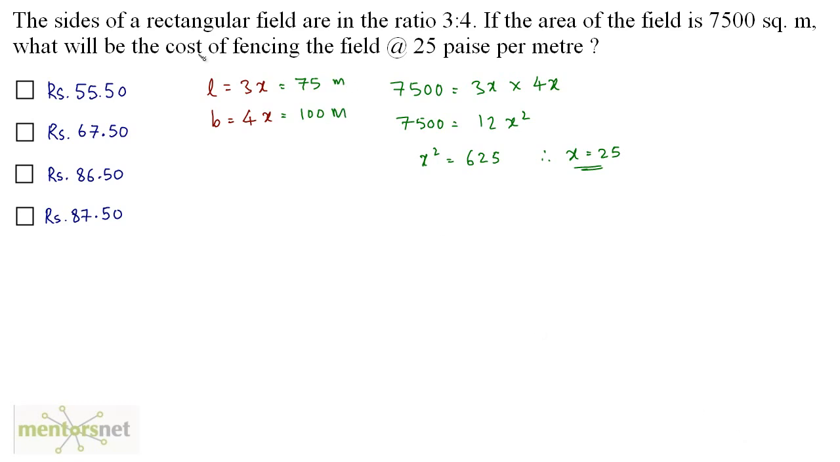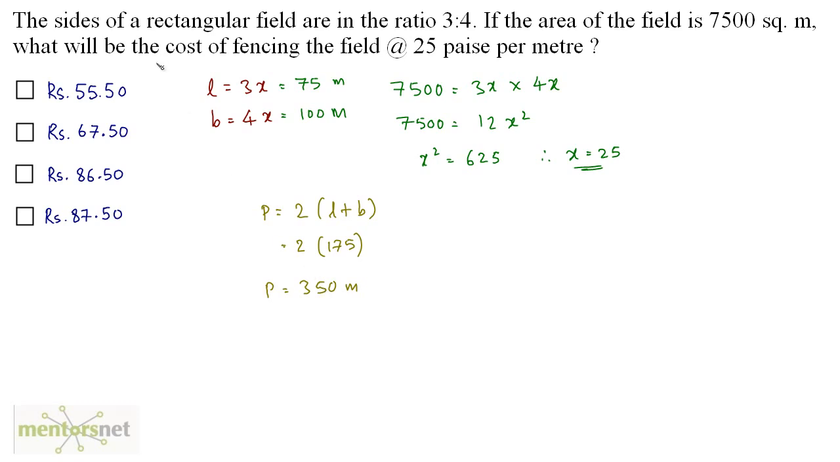Now we have been asked what is the cost of fencing. So for that we'll need to find out the length of fencing, and that would be the perimeter. So the perimeter is equals to twice length plus breadth, and that's twice 100 plus 75, that's 175. 2 times 175 is equals to 350 meters. So the length of the fencing, that is the perimeter, is 350 meters.